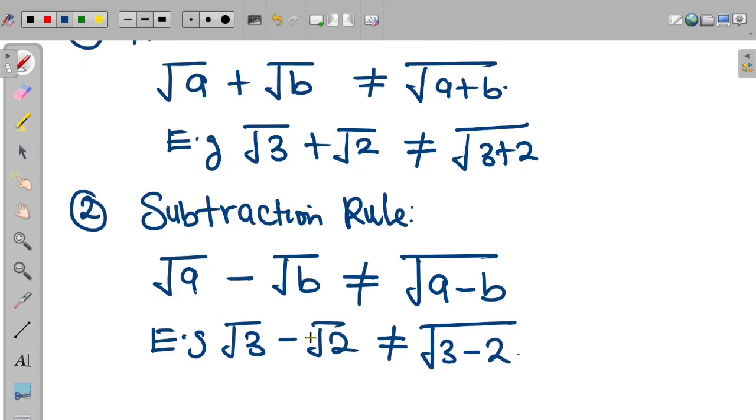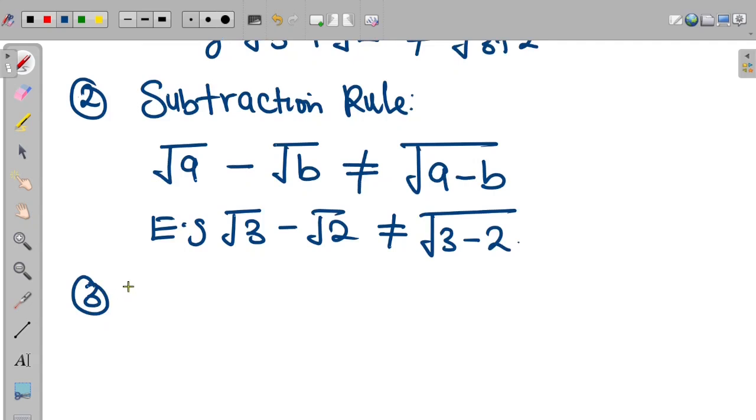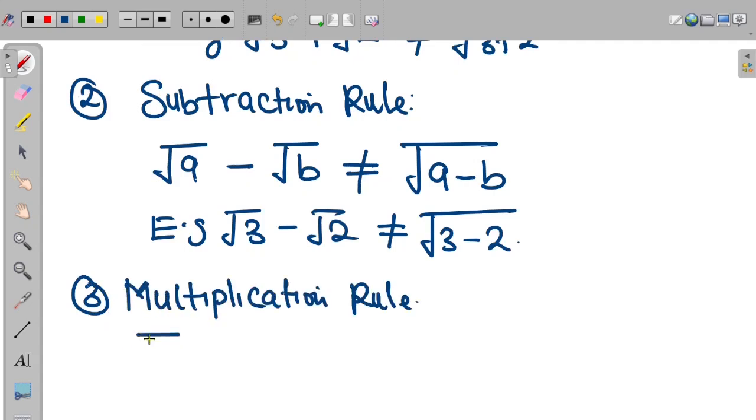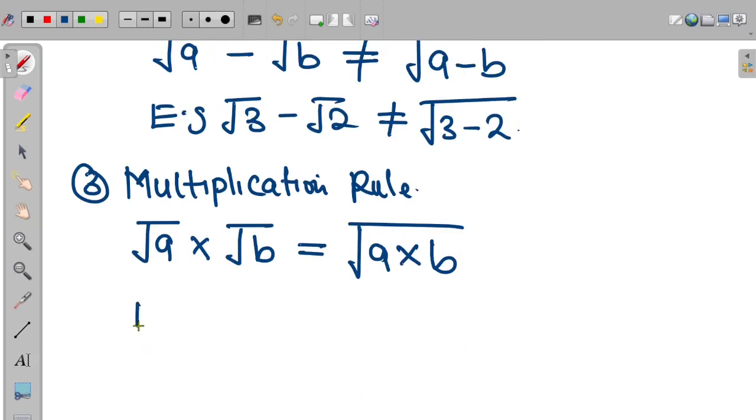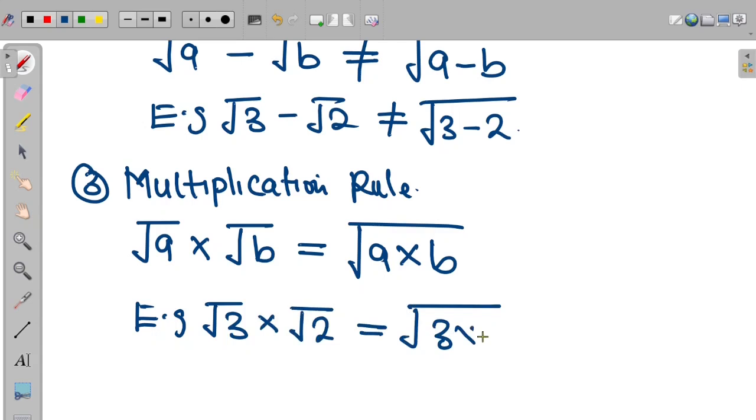Now, the third rule we have is known as the multiplication rule. So for the rule, if I have a surd, let's say root A multiplied by root B, the rule states that this is equal to root of A multiplied by B. So, for example, if we have root 3 multiplied by root 2, this is equal to root of 3 times 2, which is equal to root 6.